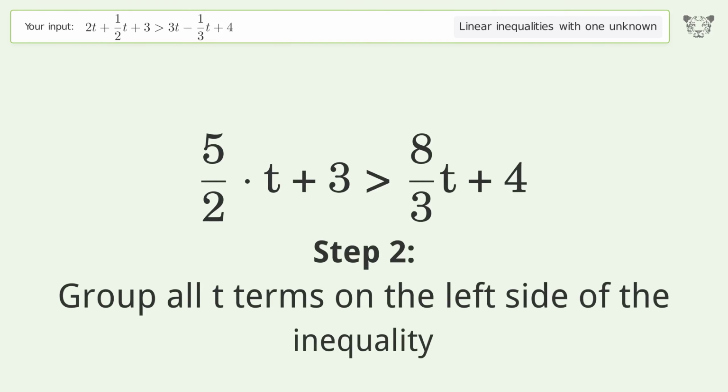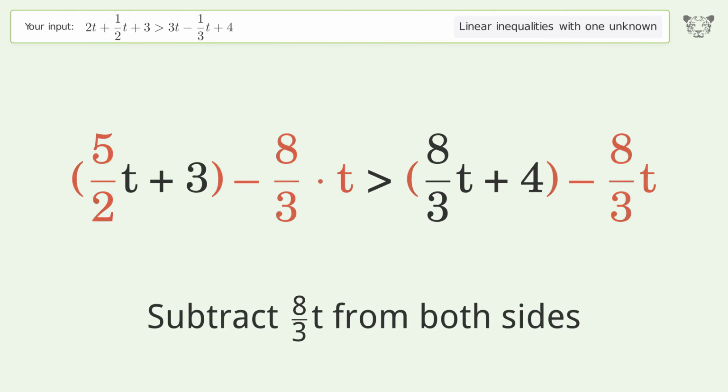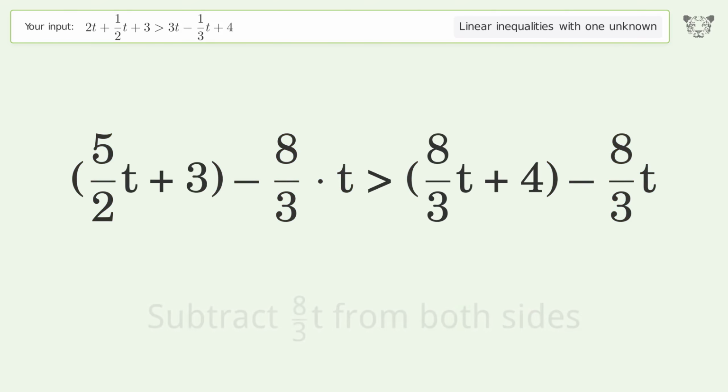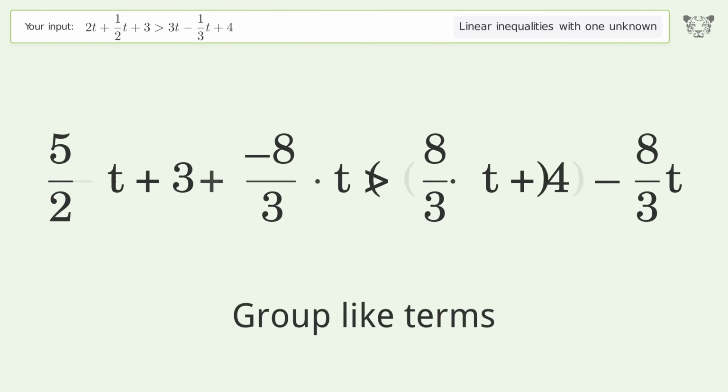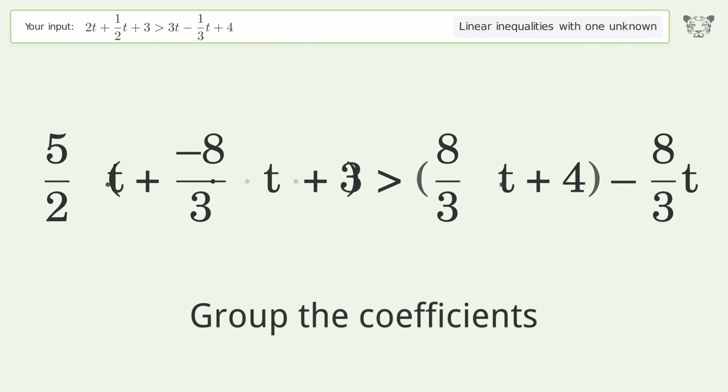Group all t terms on the left side of the inequality. Subtract 8/3t from both sides. Group like terms. Group the coefficients.